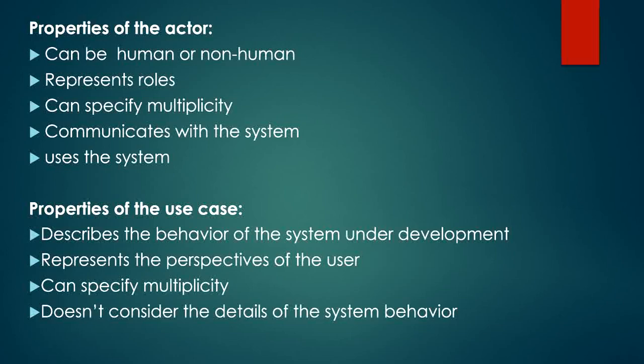When it comes to use cases, a use case describes the behavior of the system under development, represents the perspective of the user, and can specify multiplicity. An application can perform several different actions, right? So that is what the multiplicity in the use case is. It doesn't consider the details of the system behavior.